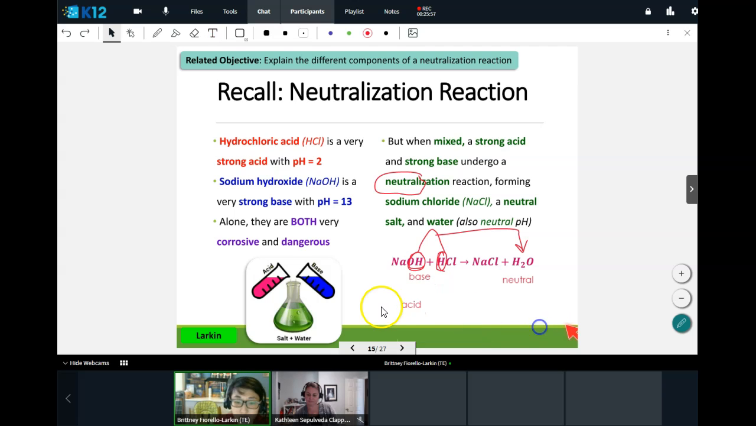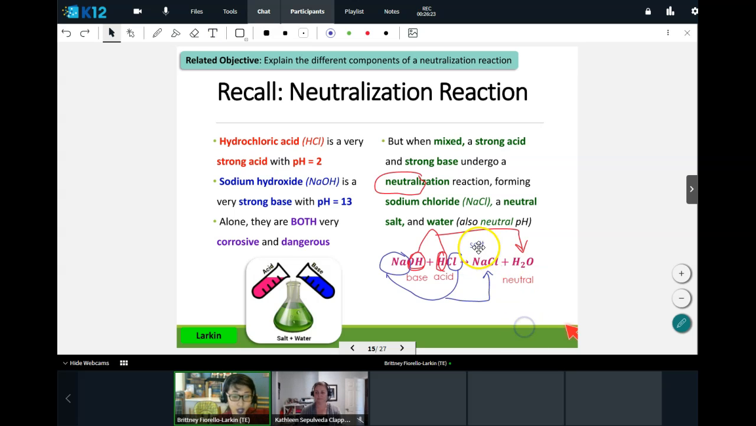Now, the other stuff is also going to bond together because it's like, hey, I lost my friend, I'm going to go find another friend. So sodium is going to hook up with this chlorine that is now by itself. They become friends, and that results in sodium chloride. Now, all neutralization reactions result in water and salts. So this right here is a salt.